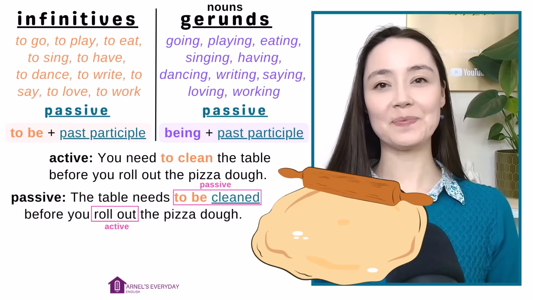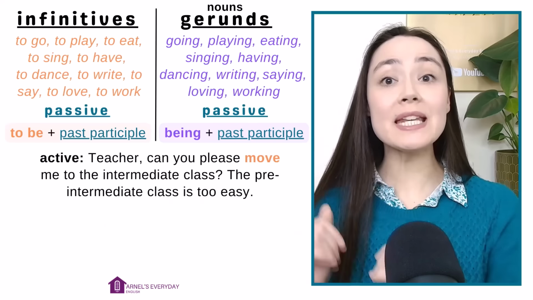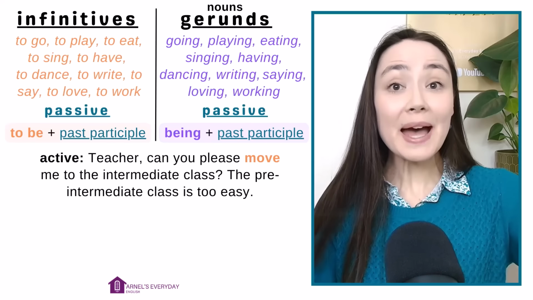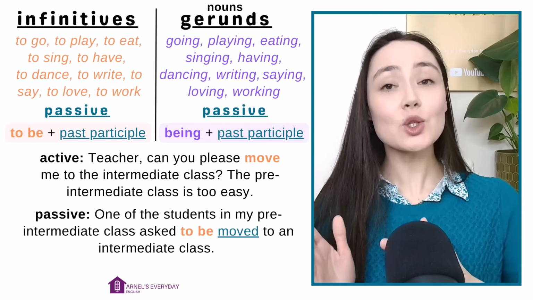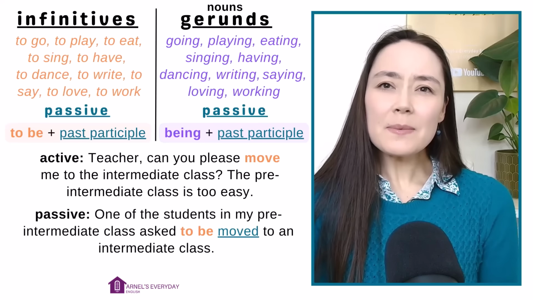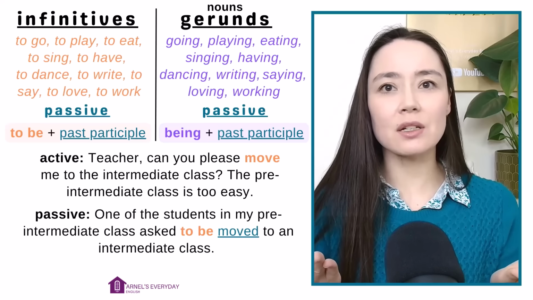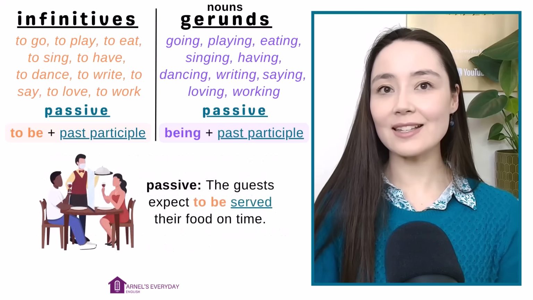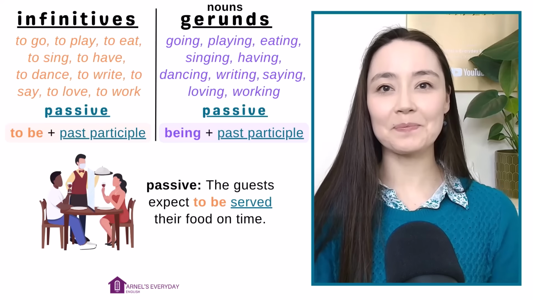No problem. Active: Teacher, can you please move me to the intermediate class? The pre-intermediate class is too easy. Passive: One of the students in my pre-intermediate class asked to be moved to an intermediate class. And sometimes there isn't always a direct active to passive translation. Sometimes you just want to use a passive voice. The guests expect to be served their food on time.